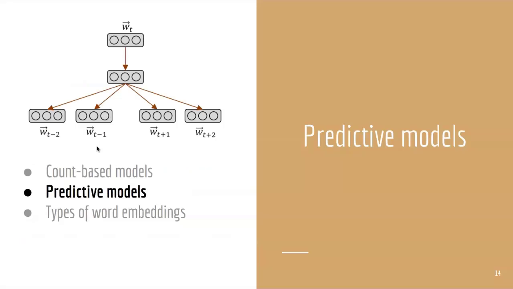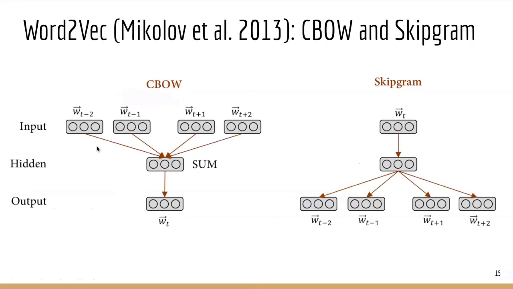So what are the predictive models, and why are they different than the count-based models? As I mentioned, the predictive models are not very different in nature than the count-based models, and in fact there has been some research showing that they share more properties than they differ. But this is one example, the word2vec of Mikolov et al. in 2013, that actually revolutionized the field of NLP, and it's been very popular.